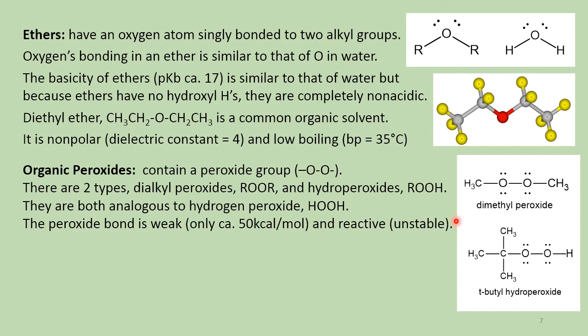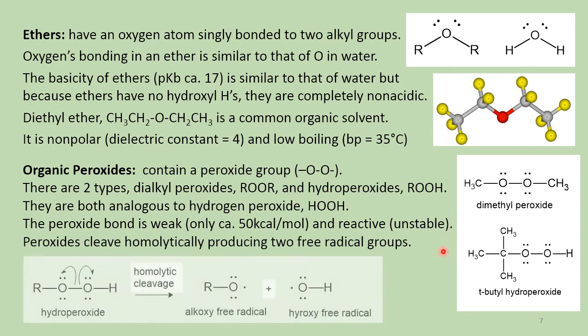So a lot of heat can be released when an oxygen to oxygen peroxide bond is broken and an oxygen to carbon or oxygen to hydrogen bond is formed instead. Now peroxides cleave homolytically, producing two free radical groups. So here is the peroxide bond cleaving homolytically, meaning breaking evenly. Notice one electron going in each direction. These fish hooks, these half arrowheads, indicate the transfer of one electron, producing in this case an alkoxy free radical. There's the free radical, the unpaired electron, and a hydroxy free radical.